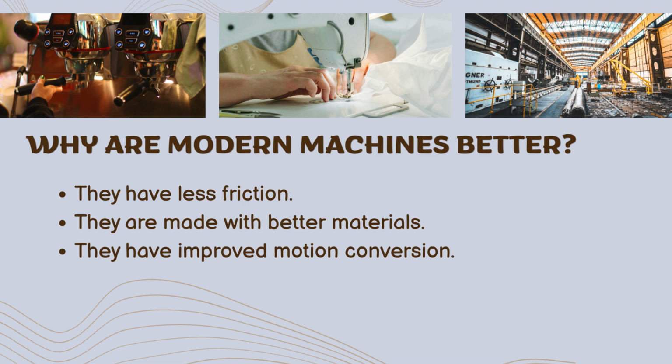Finally, modern machines have improved motion conversion. They can transfer or change motion more efficiently, for example, converting rotational motion into translational motion with less energy loss. Because of these improvements, modern machines work faster, require less effort, and use energy more efficiently. In fact, the foundation of every complex machine is the simple machine. Now let's begin by exploring the six types of simple machines and how each one makes work easier.